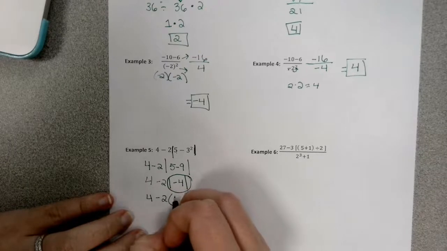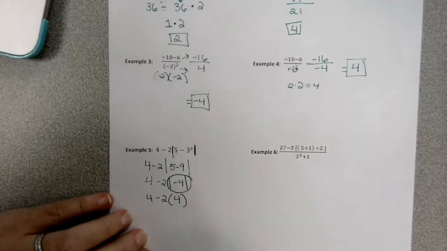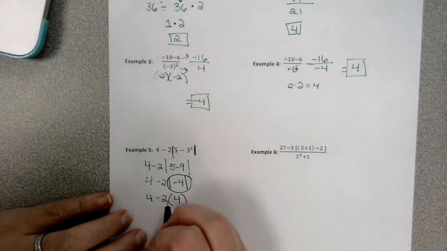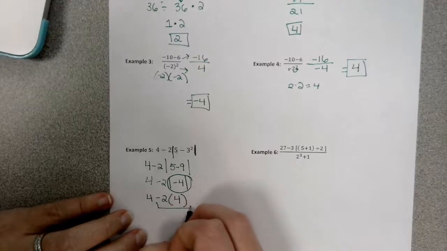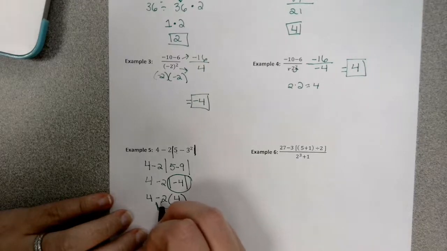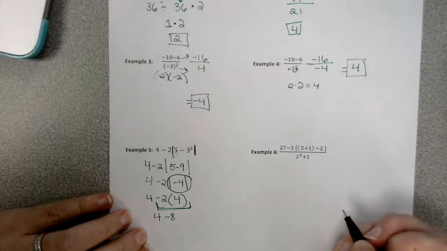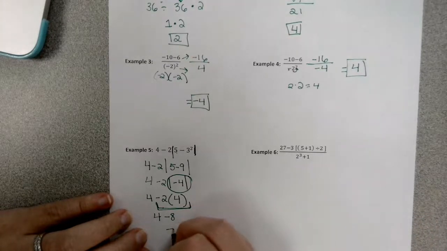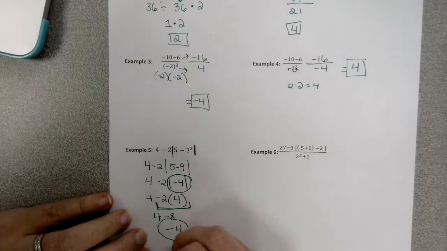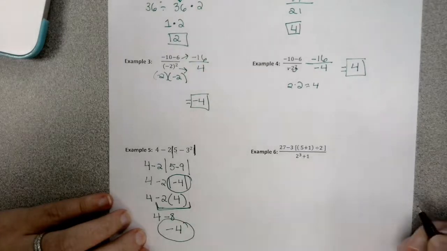So once I clean that up, those absolute value bars become parentheses. I have multiplication right here. Negative 2 times 4 is negative 8. So now 4 minus 8 is negative 4. And that's my final answer.